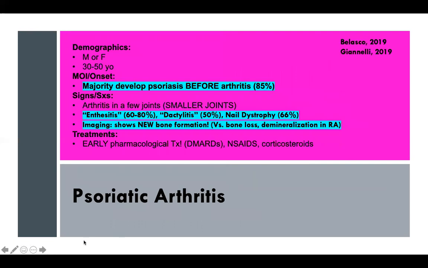Okay, moving on to psoriatic arthritis. Key highlight in this is the first word: psoriatic, psoriasis. Usually a skin lesion is present. And in fact, the majority of individuals with this diagnosis will develop psoriasis before arthritis. So they will have some sort of skin lesion, specifically psoriasis, before they have joint pain or inflammation. So that's key in your patient history to query about that if it's not brought up by the patient.